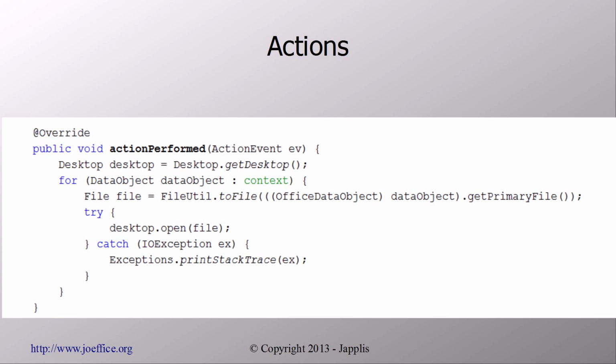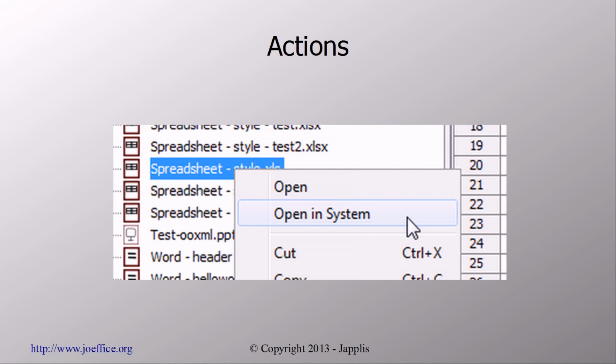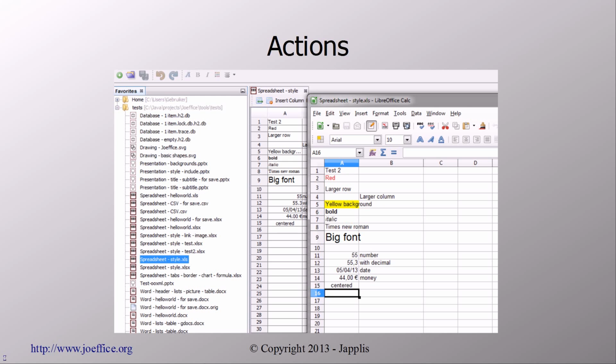In our case, we just want to open the files within the operating system. So from this list of data objects, we go through each file. We then call Desktop.open on the file. And now, when we right-click on a file, we have a new menu item, which is called Open in System. In my case, for example, when I just click Open, it opens the spreadsheet within Joeffice. If I right-click on Open in System, it will open my spreadsheet within LibreOffice. So here we are, now it's open within LibreOffice.